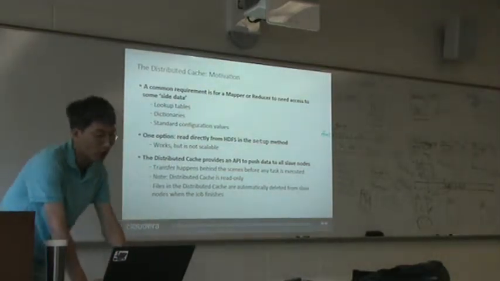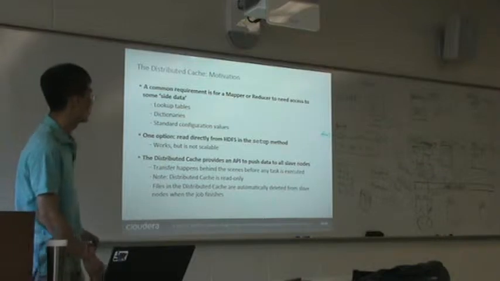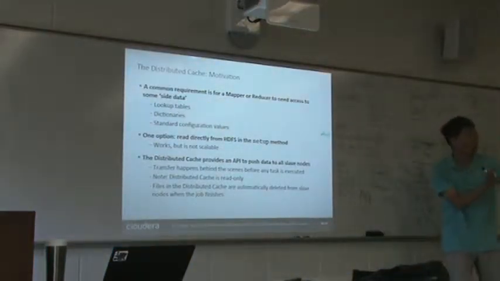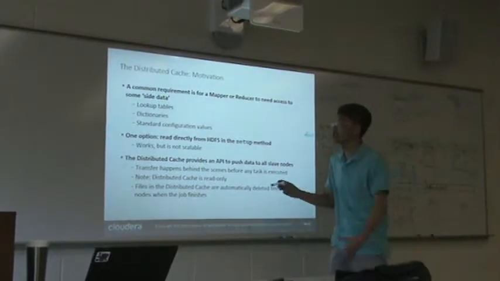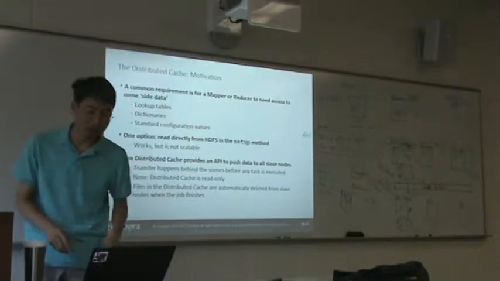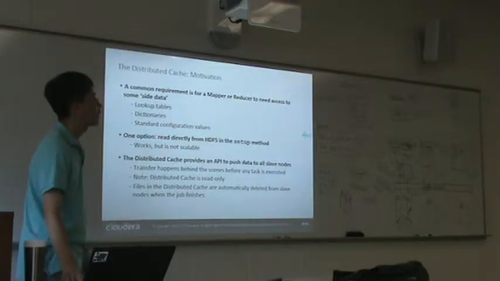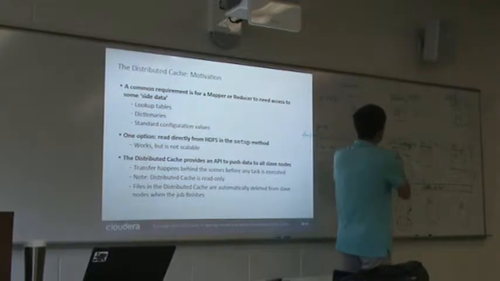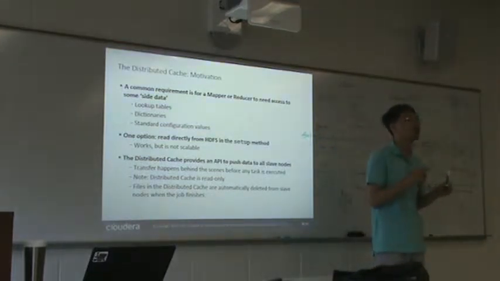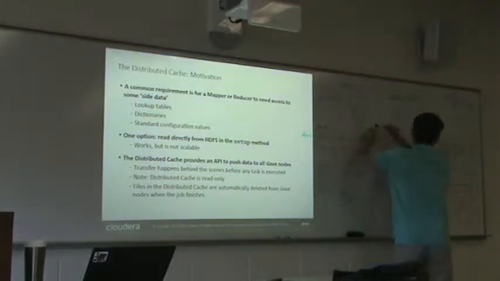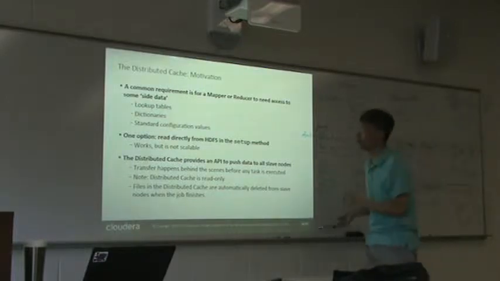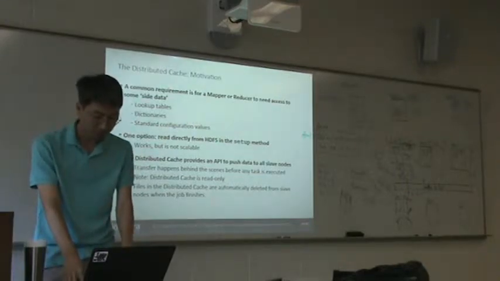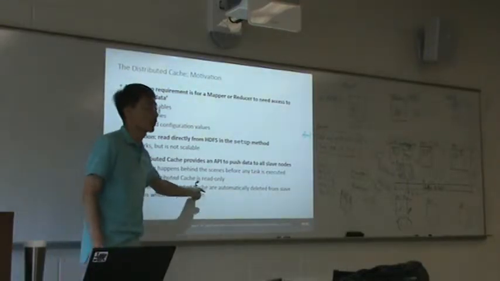So we want to create a separate cache area next to the HDFS. That is called the distributed cache. The API can push the data to all slave nodes. Which means from the driver where you're programming, if I try to use the dictionary, it pushes all the data to the Java virtual machine. That is read only. If the job finished, it's automatically deleted.